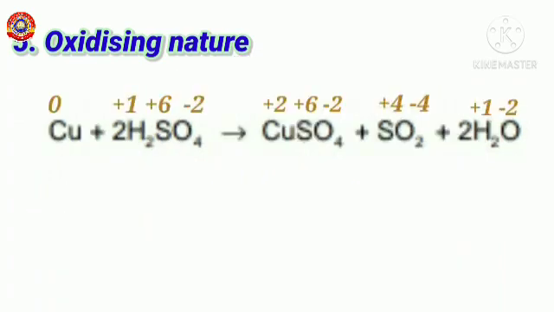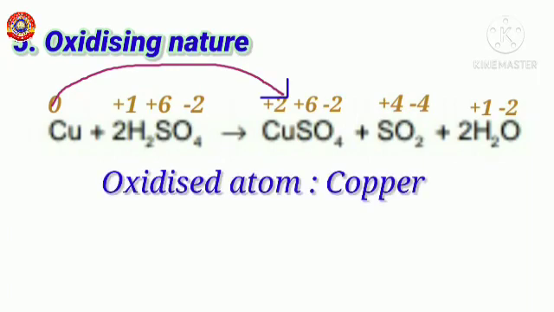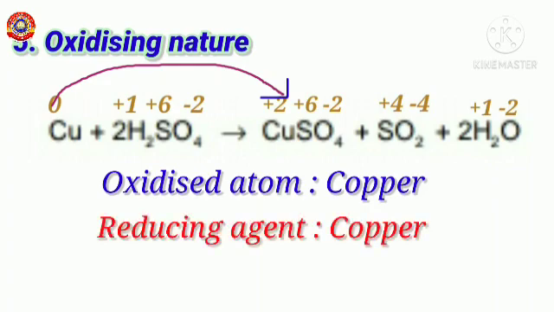Now see another reaction between concentrated sulfuric acid and the metal copper. Is copper oxidized or reduced in this reaction? The oxidation state of copper in elemental state is 0 and that of copper in copper sulfate is +2. So we can say that the oxidized atom in this equation is copper. Now what is the reducing agent in this reaction? Exactly, if copper is the oxidized atom, then copper will be the reducing agent, right?